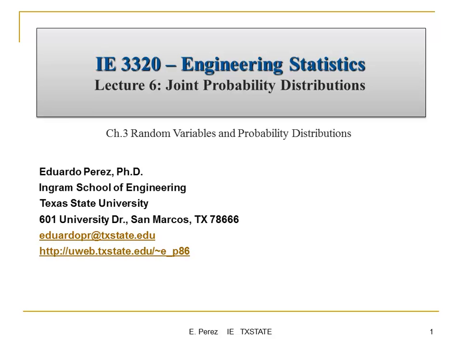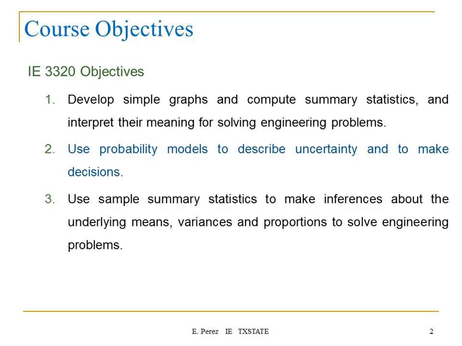So the agenda, before we go to the agenda, we're still on the second objective for this course, which is using probability models to describe uncertainty and to make decisions. Okay, so we're still dealing with probability models. You're going to go in a little bit more detail now in terms of how to define joint probability distributions, and also talk about specific probability models and probability distributions for both the discrete and the continuous case.